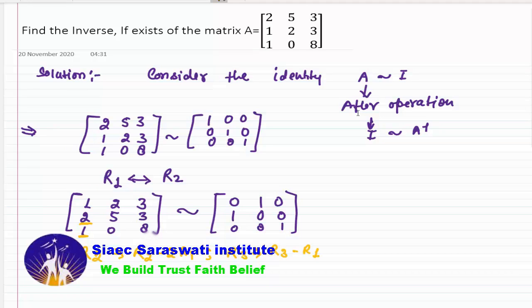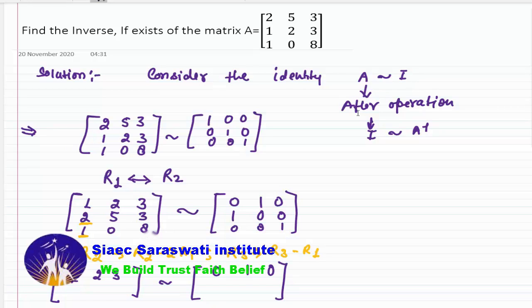So here with the help of R1, I will make the elements of R2 and R3 zero. So the value will be, when we apply the above property, the elements of R2 and R3 will change, the elements of R1 will not change. So copy it: 1 2 3. And equivalent to this, it will be 0 1 0.